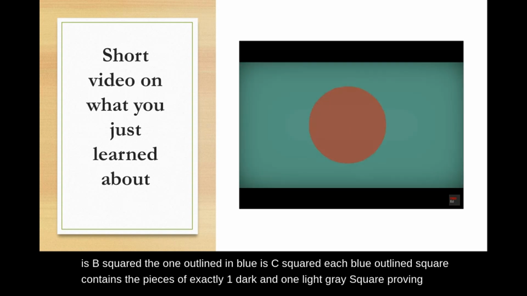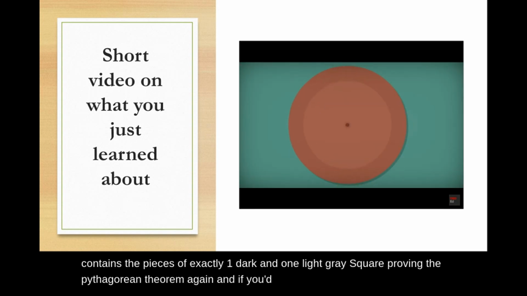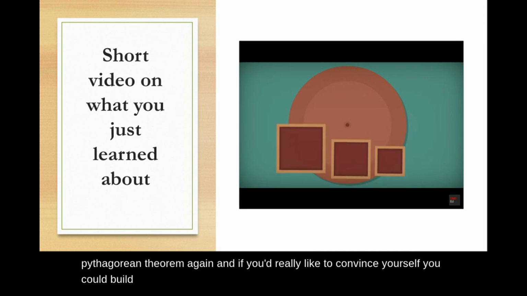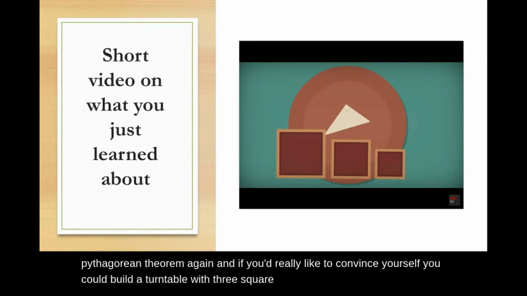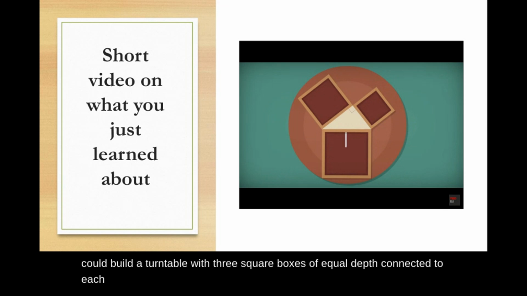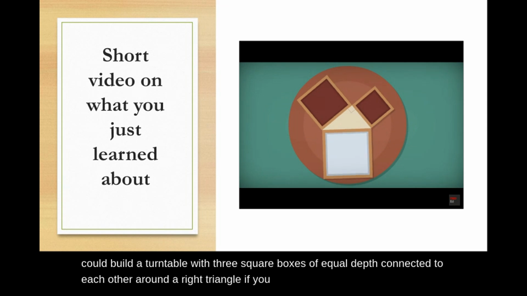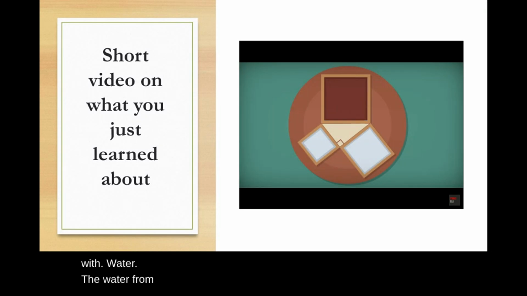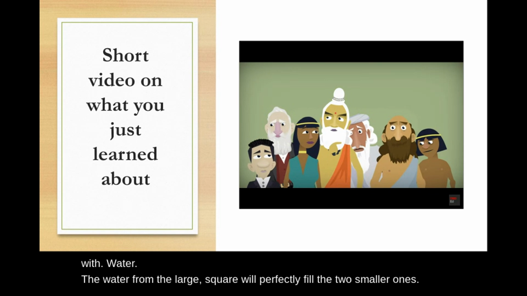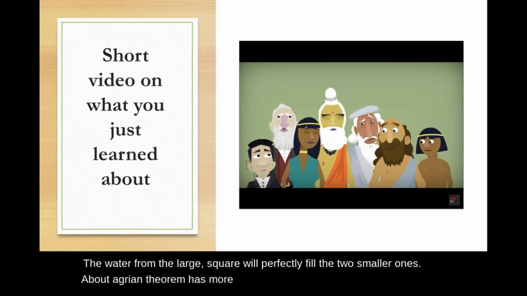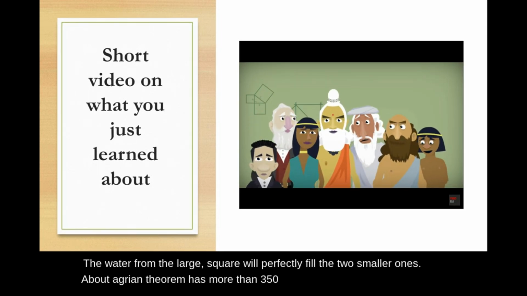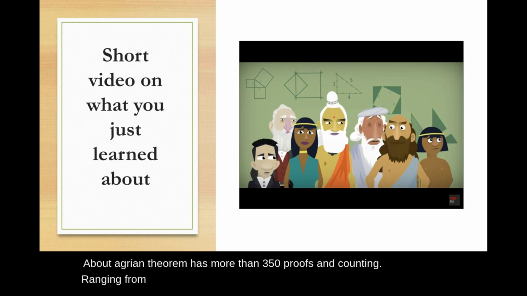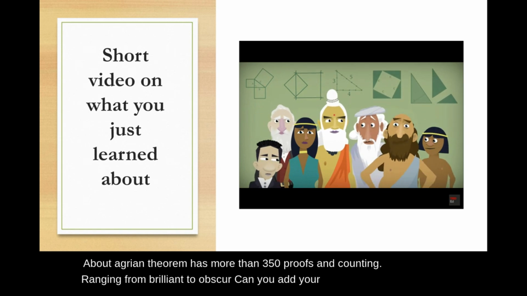And if you'd really like to convince yourself, you could build a turntable with 3 square boxes of equal depth connected to each other around a right triangle. If you fill the largest square with water and spin the turntable, the water from the large square will perfectly fill the 2 smaller ones. The Pythagorean theorem has more than 350 proofs, and counting, ranging from brilliant to obscure. Can you add your own to the mix?